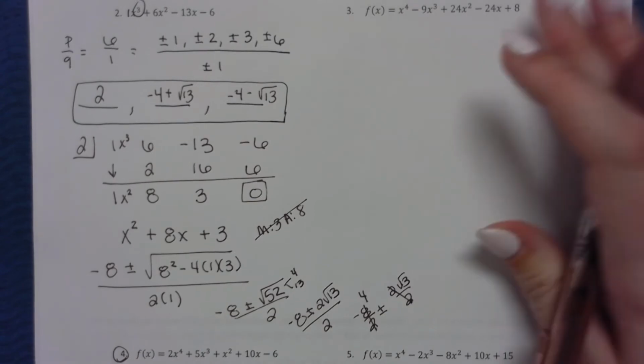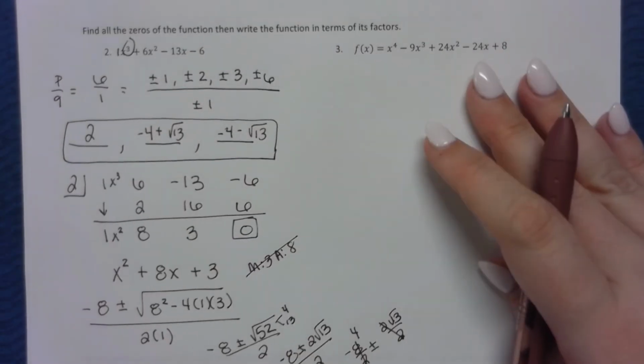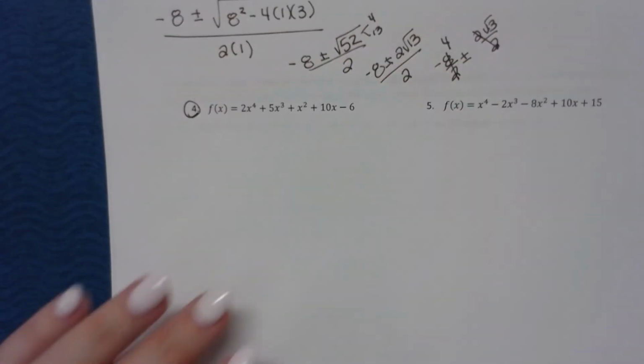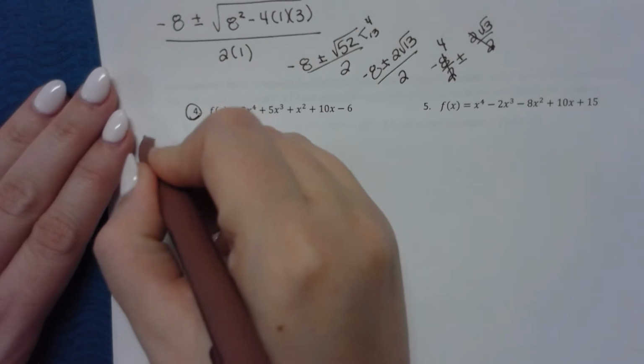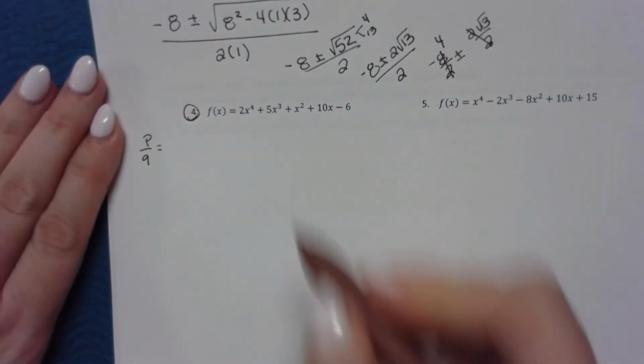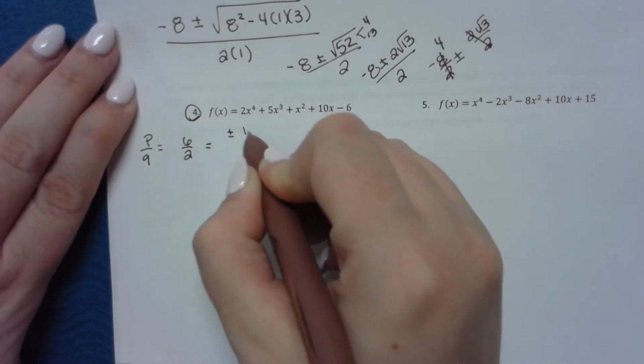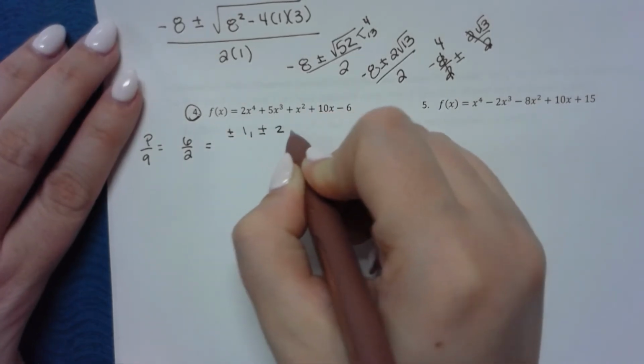So I'm going to leave number 3 for you guys to try on your own and check your answers on the answer key. I'm going to go down to number 4. So on number 4, the first thing we have to do is p over q, our rational root theorem. So that would be 6 over 2. So all of our possible for 6.